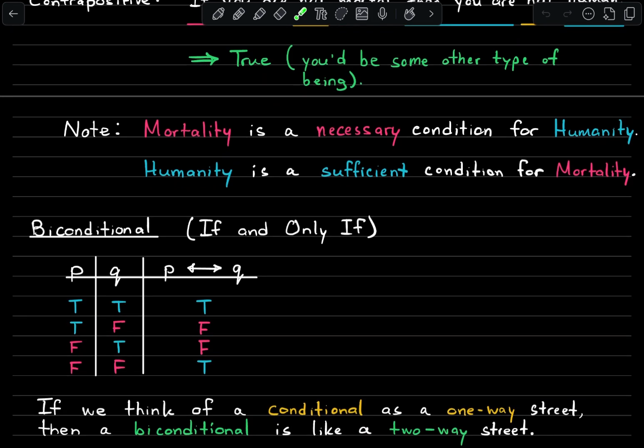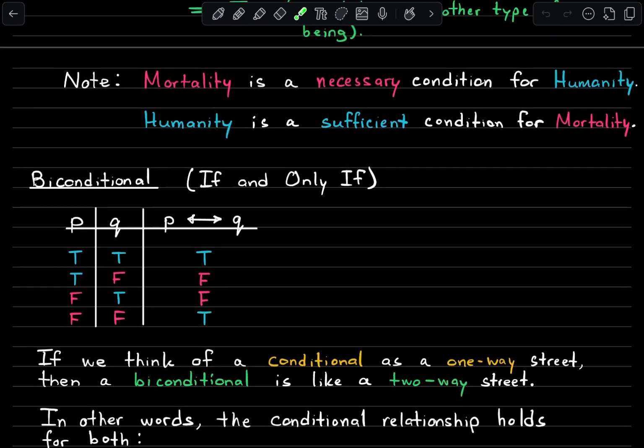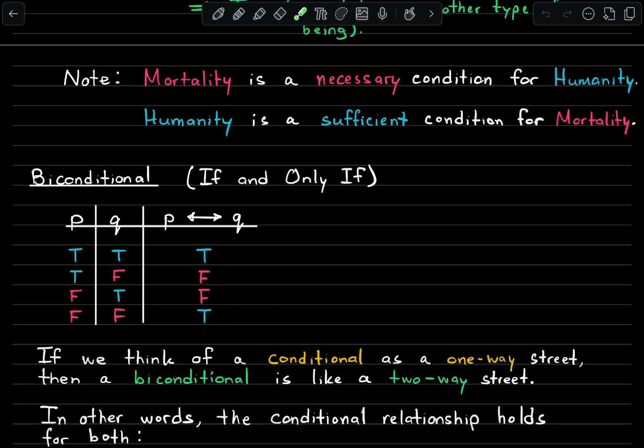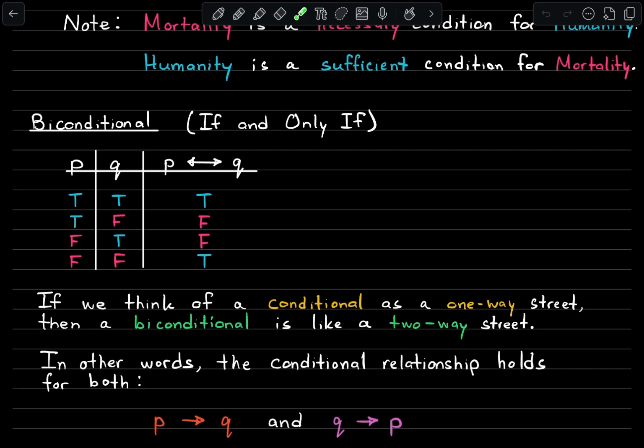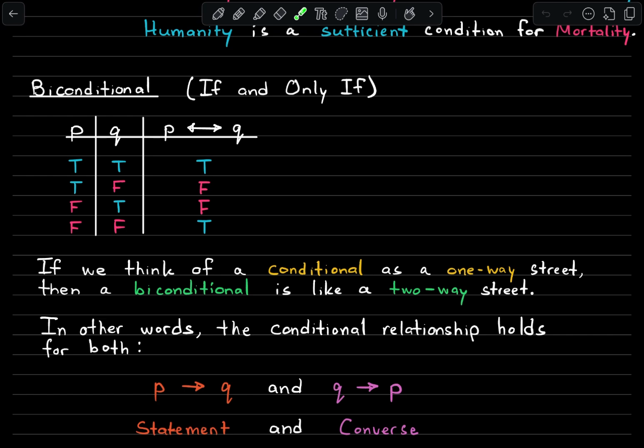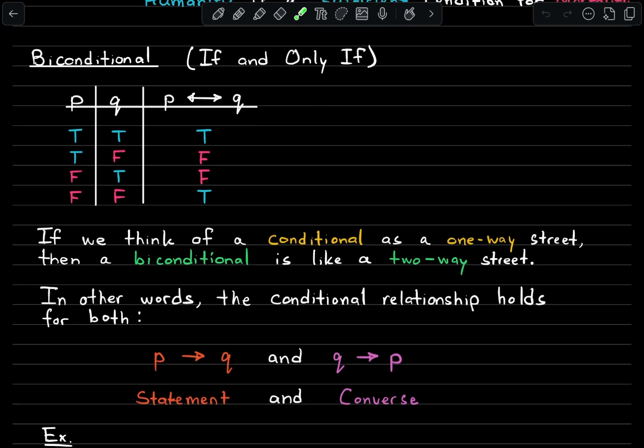So if we think of a conditional statement as a one-way street, then a biconditional is like a two-way street. So it's going both ways. And let's see how this looks. In other words, the conditional relationship that we're used to, so if P then Q, right, this is going to hold both ways in a biconditional statement. So it holds in the P to Q direction, if P then Q. It also holds in the opposite direction, right? So if Q then P. So this is the case where both a statement and its converse are true. That's what gives us the biconditional statement. Okay, so let's see what an example like this looks like.